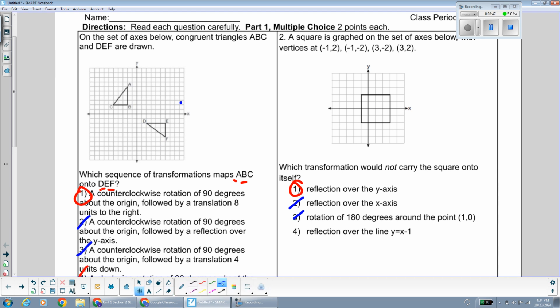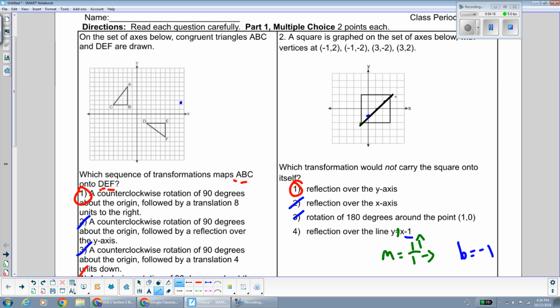Reflection over the line y equals x minus 1. So for that line, there's an invisible 1 here, so the slope is 1, which means I'm going to go 1 up and 1 over. And the y-intercept is -1. So that's where I'm going to start graphing, at -1. And then I'm going to use my slope, up 1 over 1, up 1 over 1, up 1 over 1, to get more points on this line.